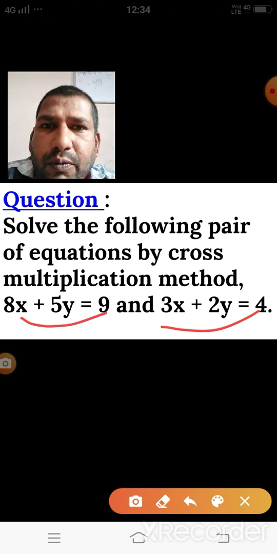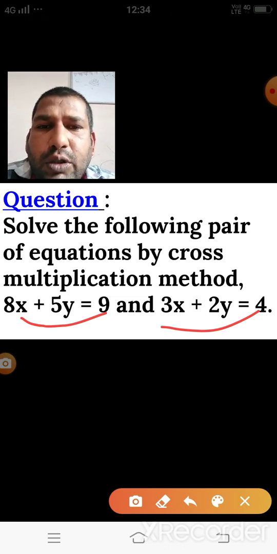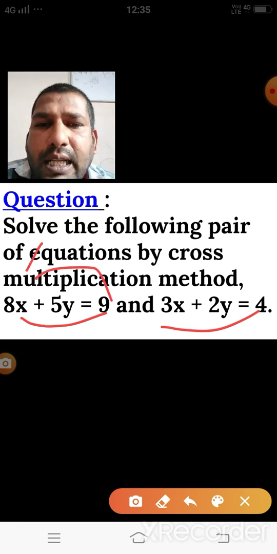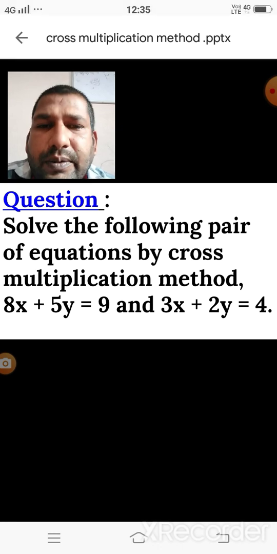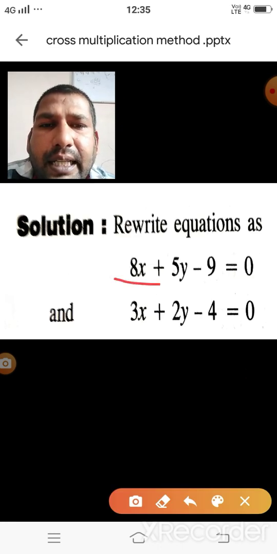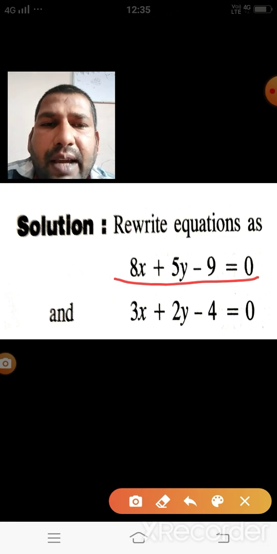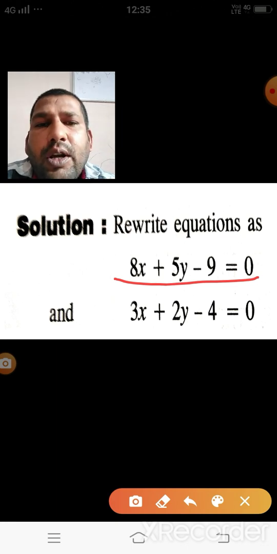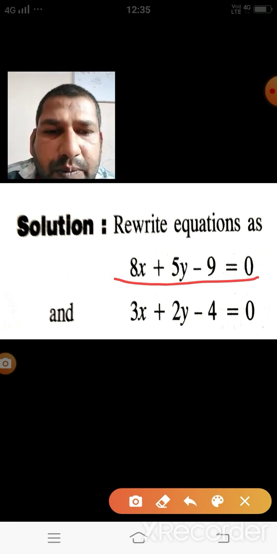And what was the first step? We have to write these equations in terms equal to 0, meaning we take 9 to the other side and 4 to the other side. Then we get the first equation as 8x plus 5y minus 9 equal to 0, and the second equation as 3x plus 2y minus 4 equal to 0.